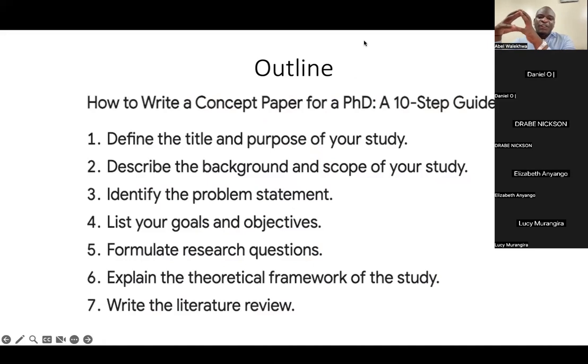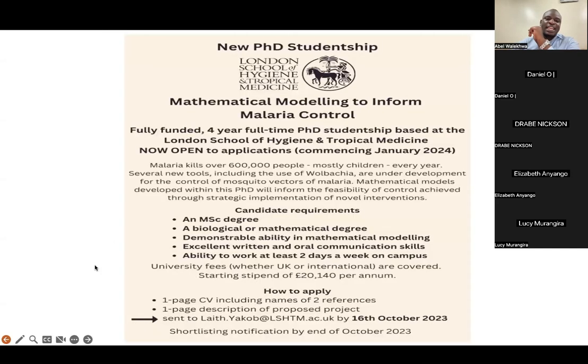And because a lot of information is going to be compressed, you need to learn how to write a concise concept of 2 pages. Now that takes time for you to get there. And so today is 12th of September 2023. The deadline for that specific application, let me just go back to it. The deadline is the 16th of October.